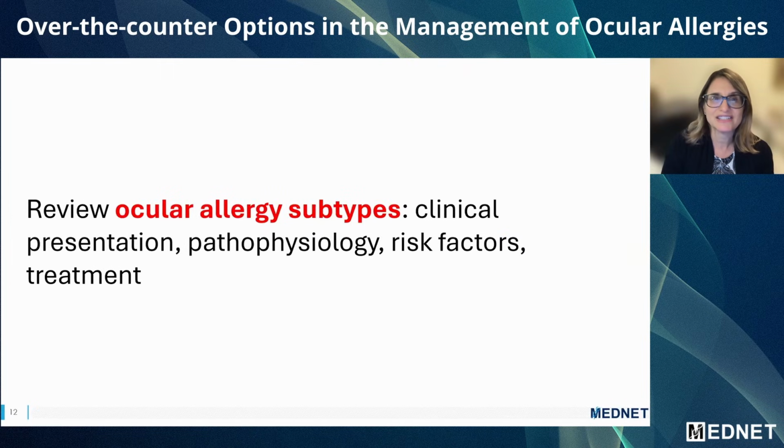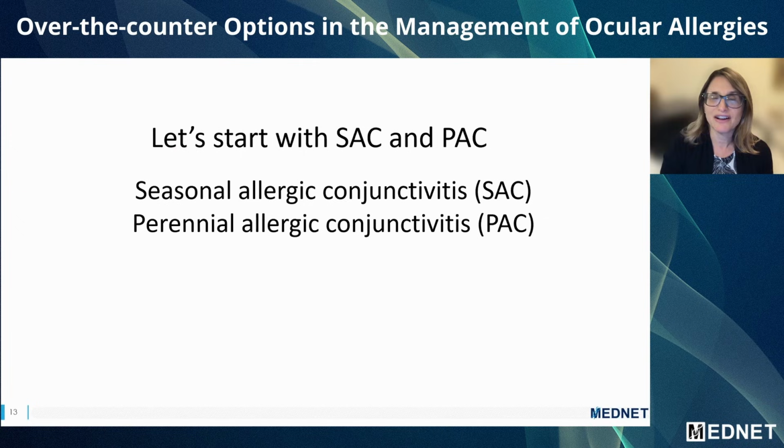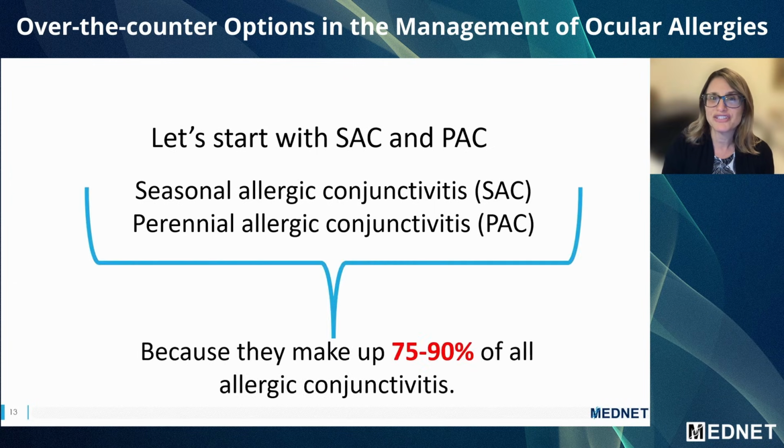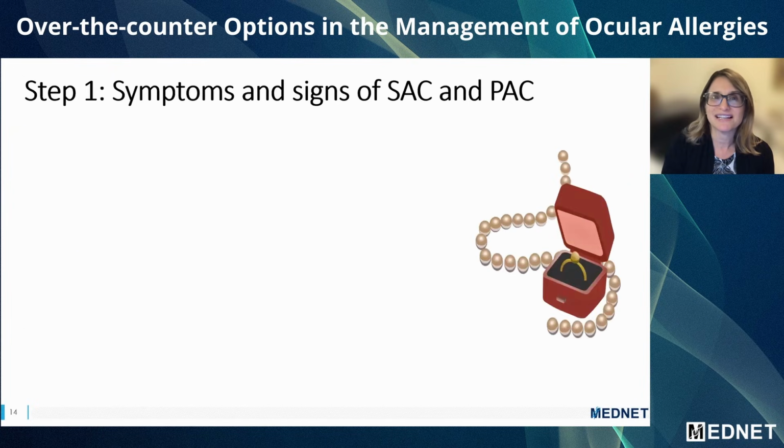And so the goal of today's talk is going to be to review these ocular allergy subtypes and talk about all the things that make them different from each other and also what is similar across the different subtypes. And I think a good place to start is with SAC and PAC. That's short for seasonal allergic conjunctivitis and perennial allergic conjunctivitis. And that's because these two are the ones that are most common. So most cases of conjunctivitis that you see will likely be SAC and PAC.